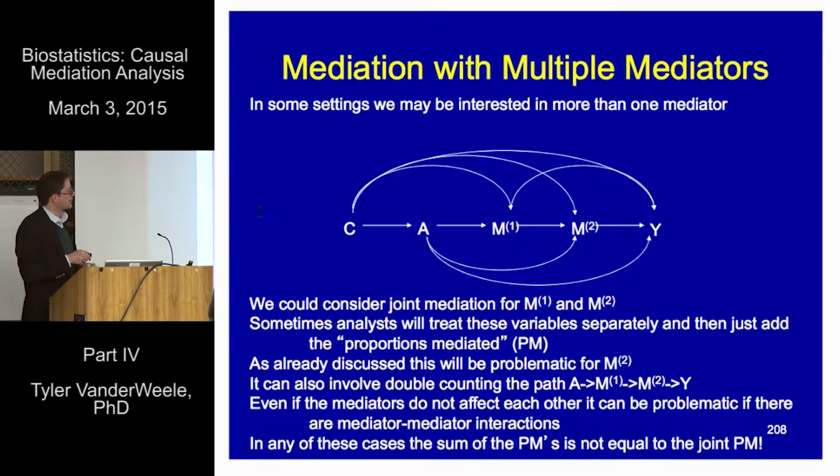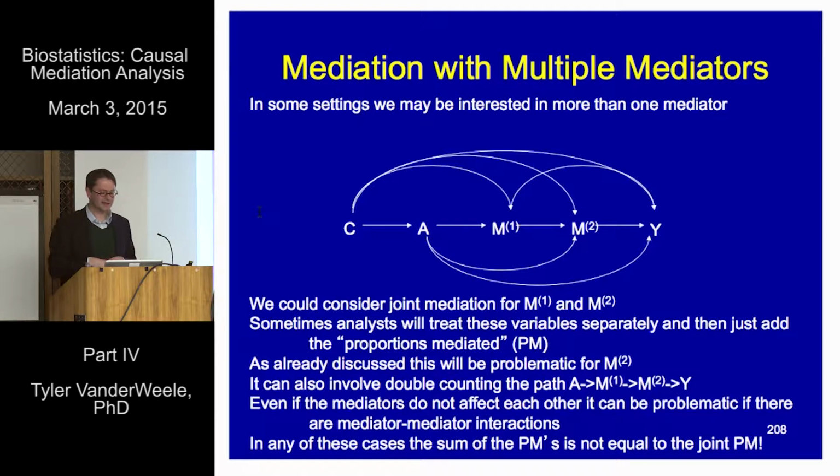The approach is also problematic if the mediators affect one another because we're double counting paths. If we had looked at the effect mediated through M1 and then the effect mediated through M2, the path A, M1, M2, Y would be counted in both of those, so we'd be double counting. So that can be problematic too. And even if the mediators don't affect one another, the approach of doing the mediators one at a time and then adding them up can be problematic because we can end up with proportion mediateds far beyond 100%, even if all of the effects are in the same direction. So there are no countervailing pathways.